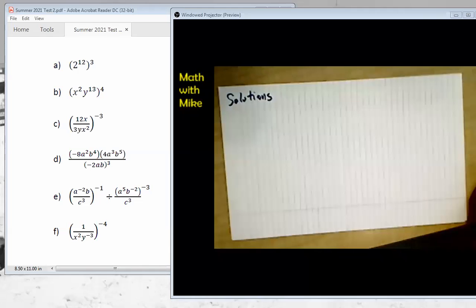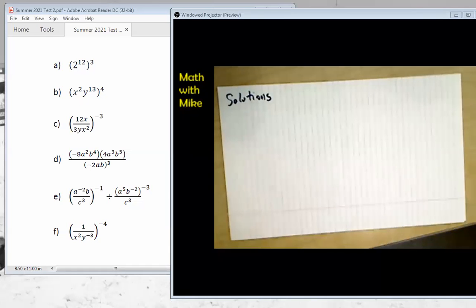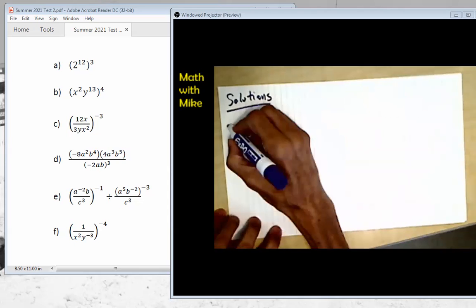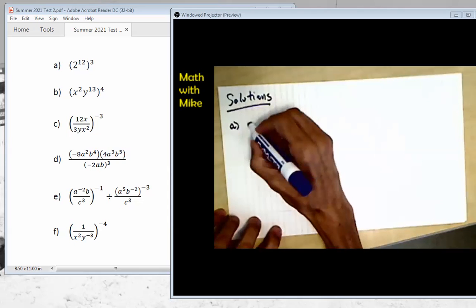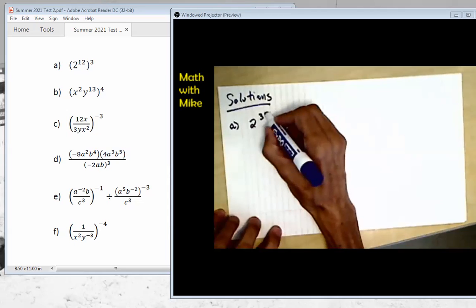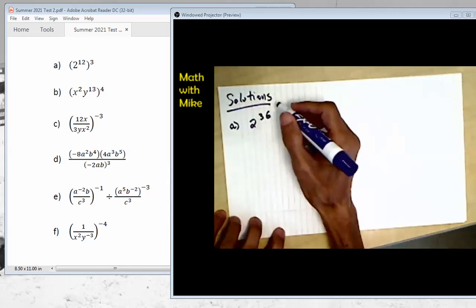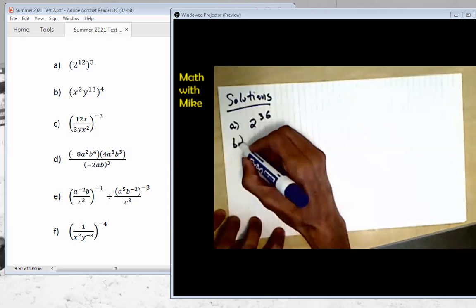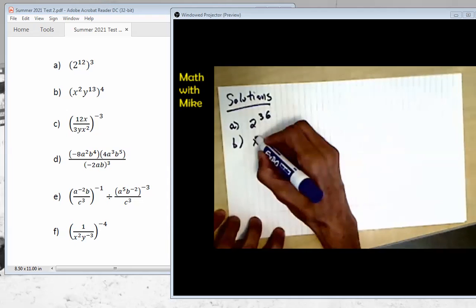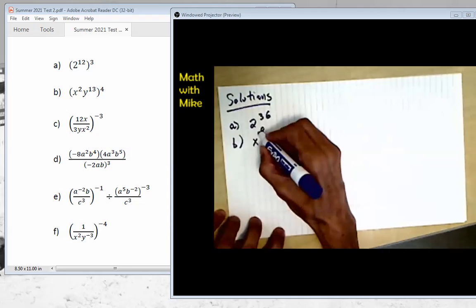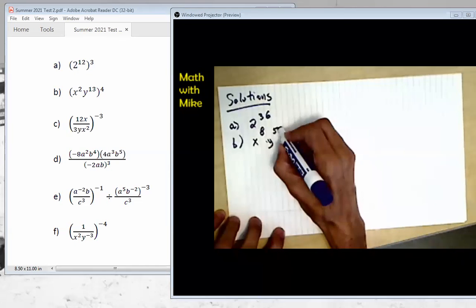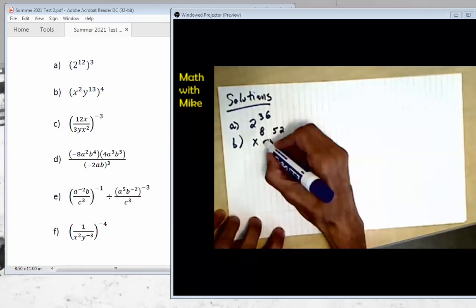Okay, so these are the answers to test number 2. What do we got for A? Final answer is 2 to the power of 36. If anyone wants any explanations along the way, you let me know. B is x to the 8 times y to the 5, 2. That's a times down there.